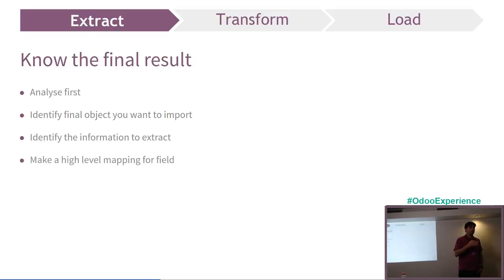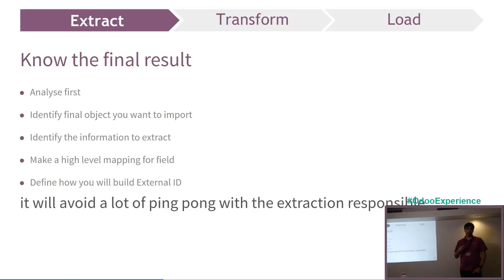And make a high-level mapping between your fields. You don't need to go into each detail because it will be the role of the transform process, but have already an idea of where this field is going to go. And of course, define how you are going to build your unique ID. If you're not responsible for the extraction process, which happens a lot, this will avoid a lot of ping pong with the one who is responsible for the extraction, saying, okay, I need this field more, I need this field. And each time you exchange information, you may lose 1 day or 2 days, or even more.